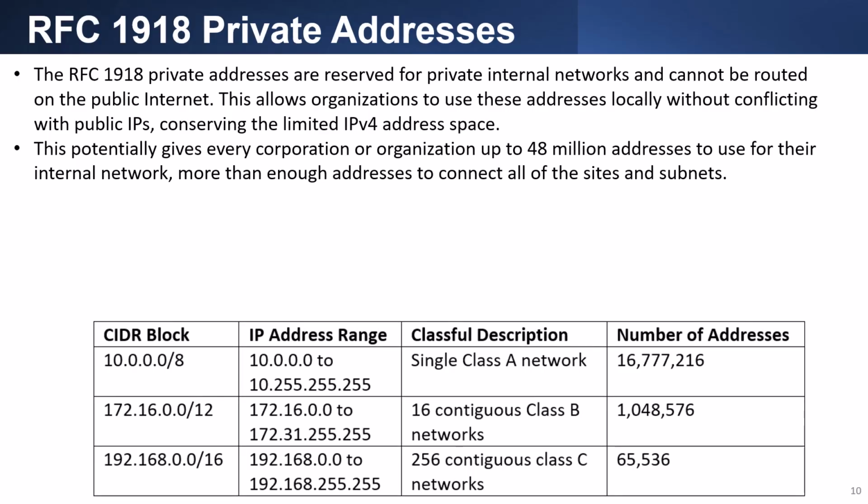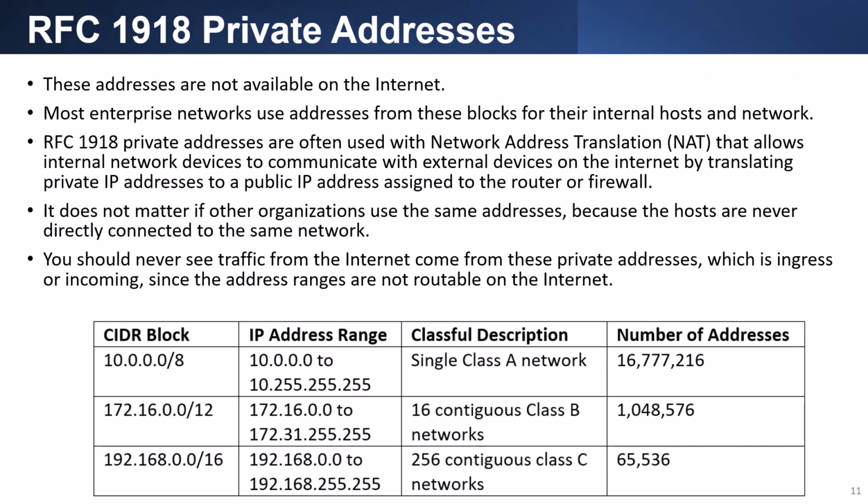The RFC 1918 private address is reserved for private internal networks and cannot be routed on the public internet. This allows organizations to use these addresses locally without conflicting with public IPs, conserving the limited IPv4 address space. This potentially gives every corporation or organization up to 48 million addresses to use for their internal network, more than enough addresses to connect all of the sites and subnets. These addresses are not available on the internet.